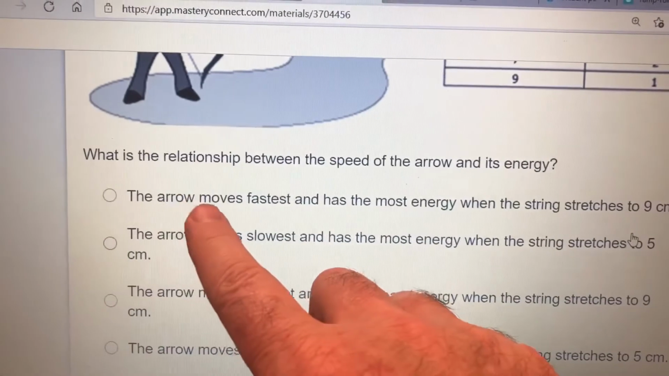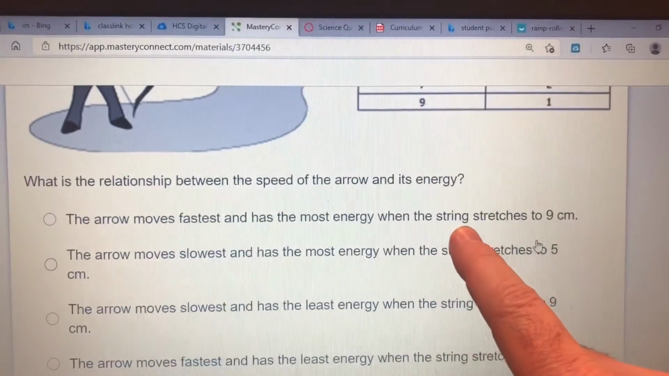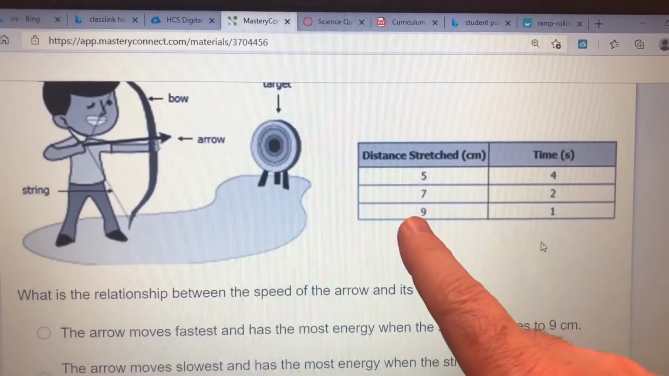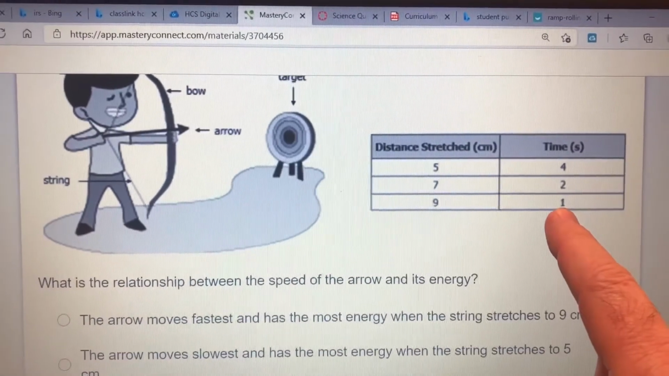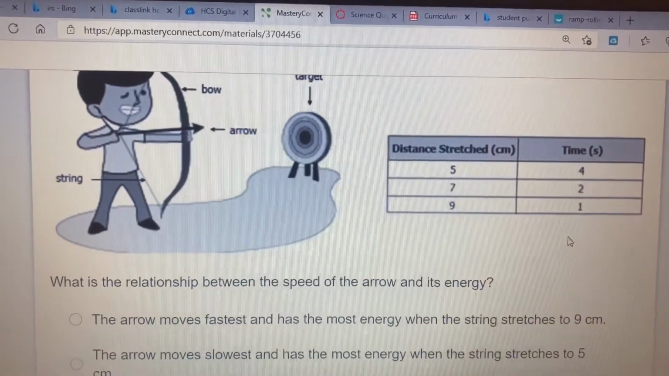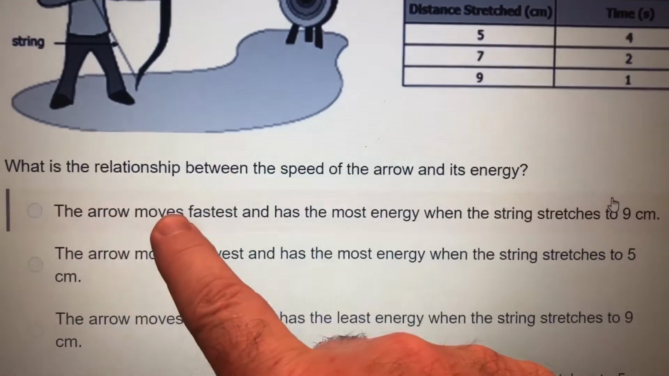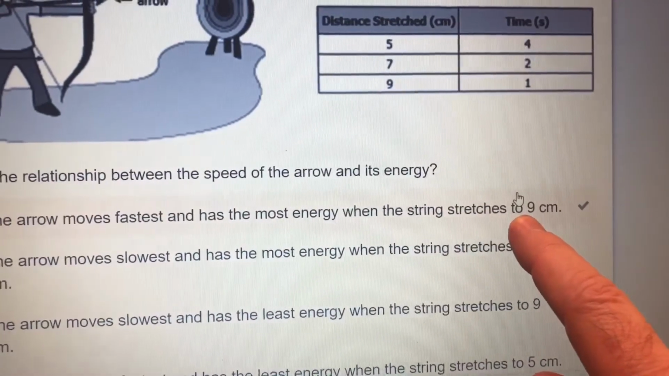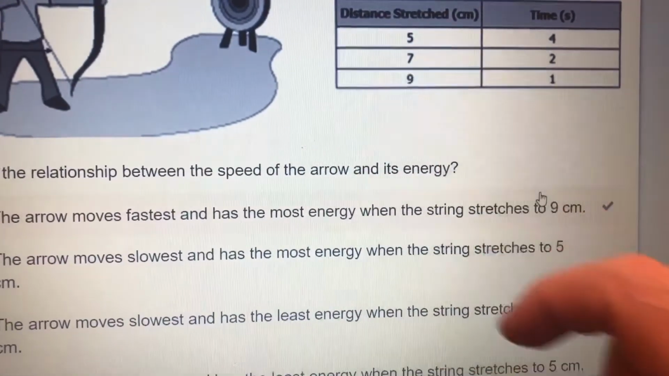Okay, so let's look at that one more time. The arrow moves fastest and has the most energy when the string is stretched to 9 centimeters. It moves very fast because it takes only 1 second. So if it's moving faster, it's because it has the most energy. Yes. So the answer is this one right here. The arrow moves fastest and has the most energy when the string stretches to 9 centimeters. It moves super fast, 1 second, and so it must have the most energy.